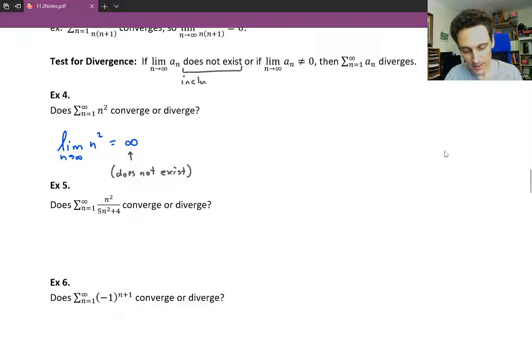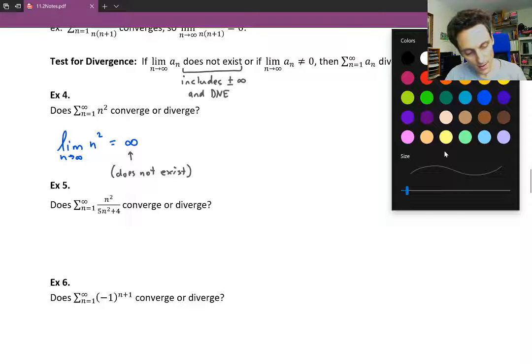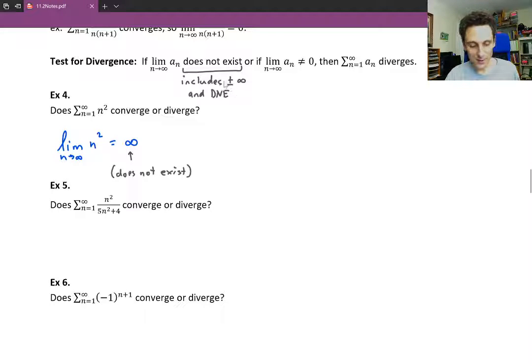So another way you could say this is this does not exist includes plus or minus infinity, and the regular does not exist, like the DNE. It's a little repetitive there, but just to give you the idea that this is any kind of divergence for a limit, or not existing of a limit. So in this case, the limit of the terms is not 0, and so the series diverges. The series n squared diverges.